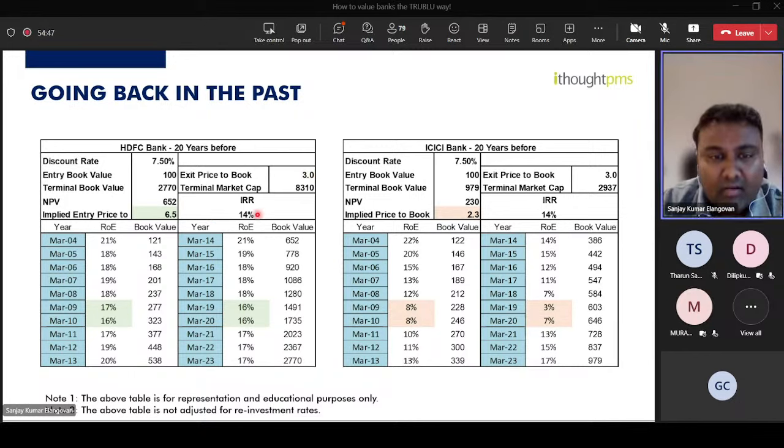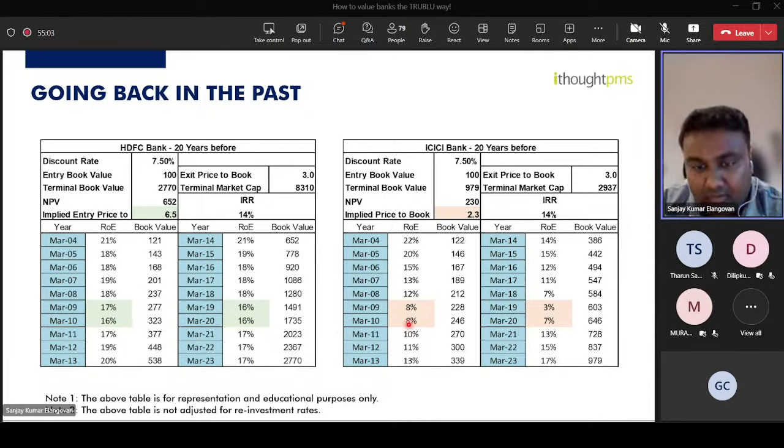To make an IRR of 14%, you could have paid even 6.5 times price to book for HDFC Bank had you known that HDFC Bank will make 21% ROE in 2004 and it will do 17% ROE in 2023. So what is the case with ICICI Bank?